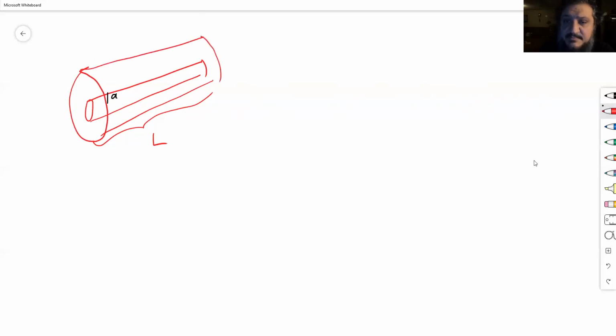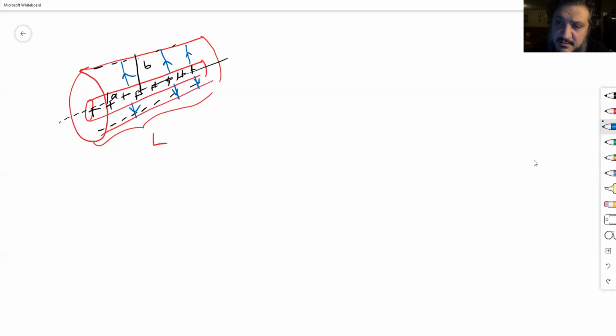Yeah, something like this. And the radius of the outer cylinder will be B. Okay, so I place positive charges in the inner cylinder, and this will be negative, just like the previous example. So the resulting electric field will be from positive to negative, radially outward.